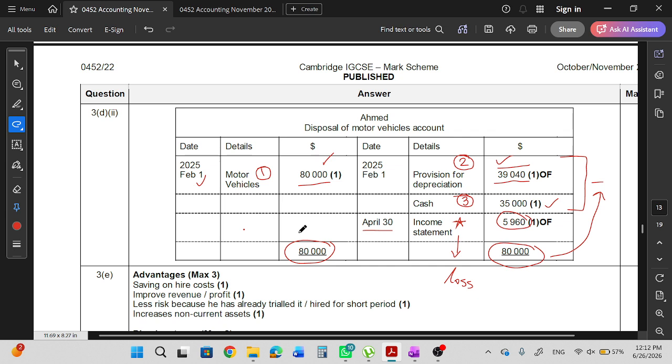Hope you have got a clear explanation of this asset account and its disposal account and the depreciation process.